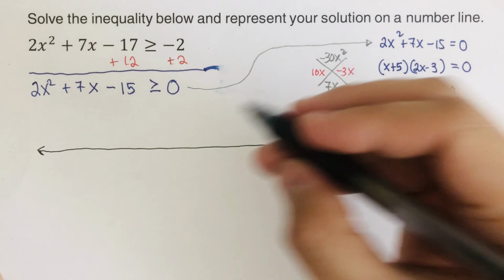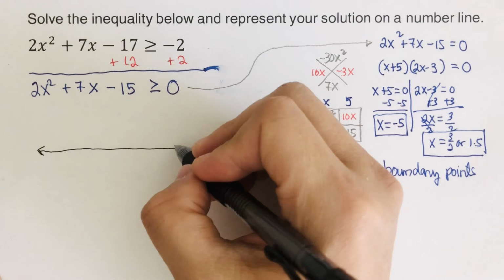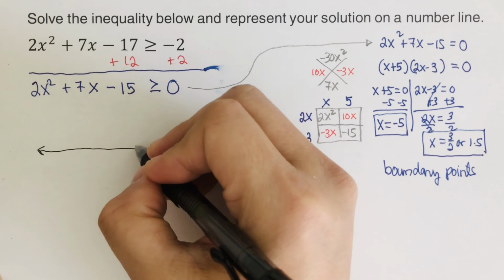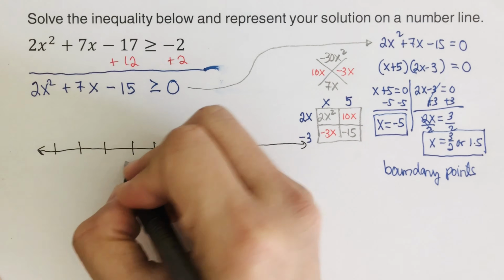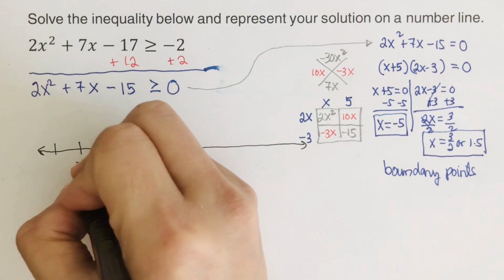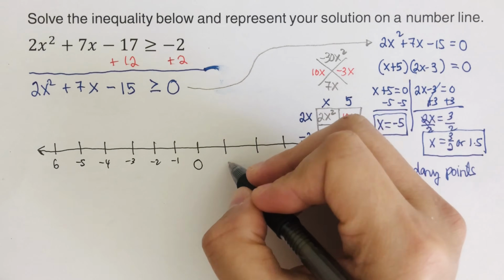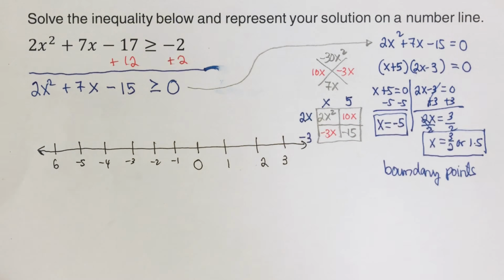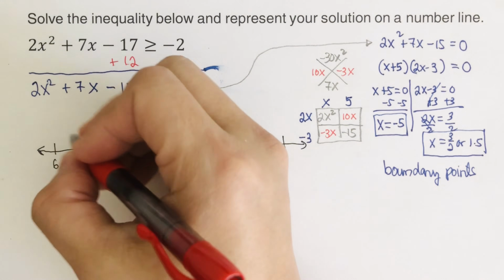We're going to have the 0 here. Then we go all the way to negative 1, negative 2, and so on to 6, and on the other side 1, 2, and 3. So the boundary points are x is negative 5. Negative 5 is going to be here.